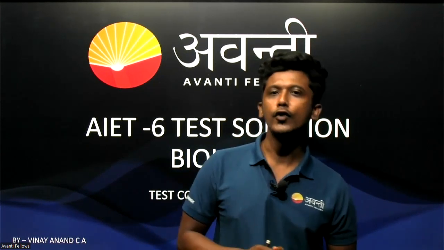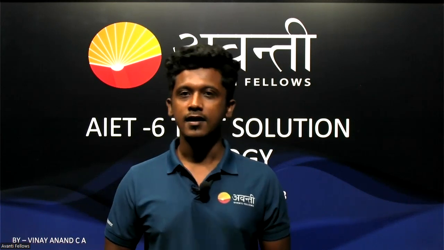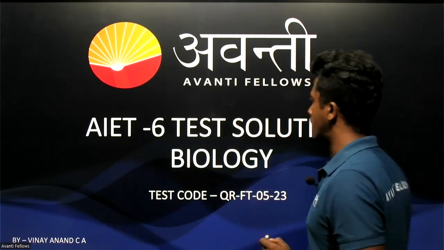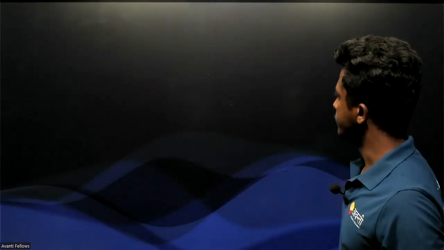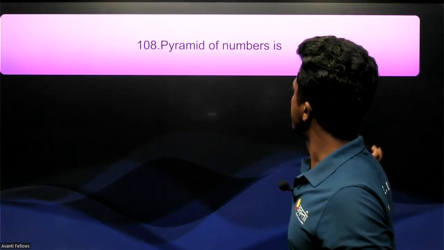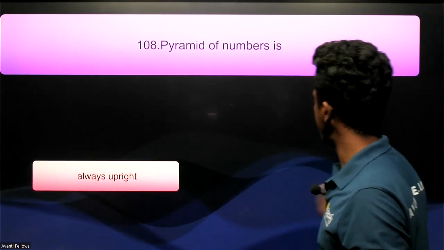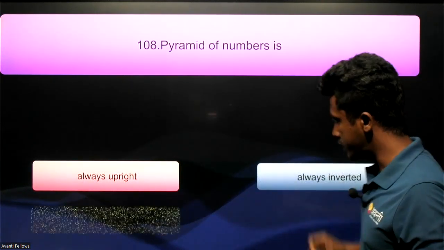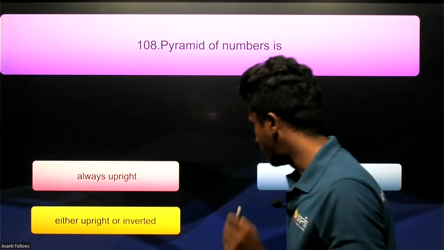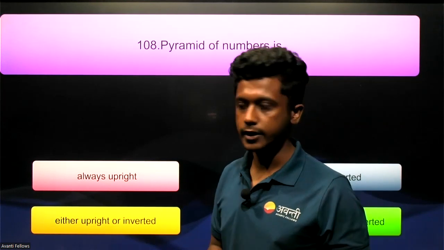In this session, we are going to be solving the questions from AIET 6 examination, and let's get started. So the first question we have is question number 108, pyramids of number is. Our options are always upright, always inverted, either upright or inverted, and neither upright nor inverted.